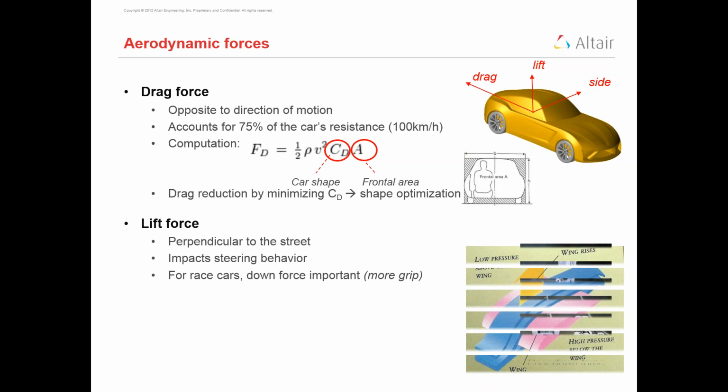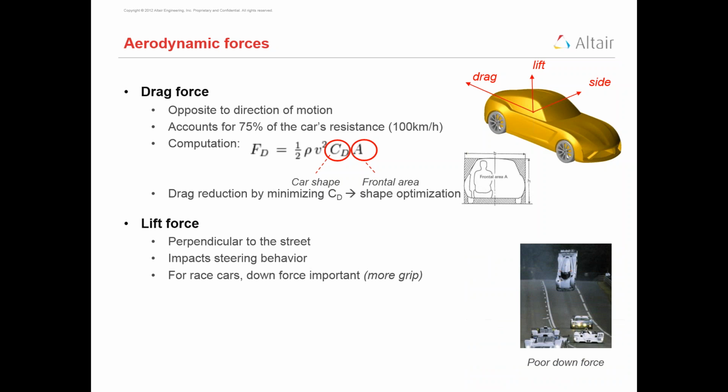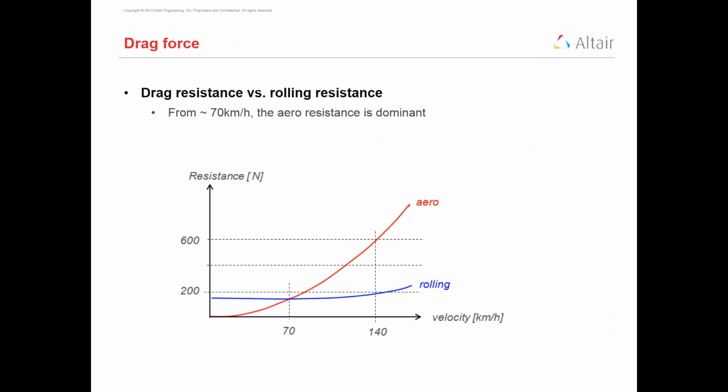So this is an example. You drive the car at say 100, 150 kilometers per hour, and the wind is so strong that it lifts your car and makes it roll over. So these are the two very important aerodynamic forces. Then the side force, which is perpendicular to the direction of motion, and shows the sensitivity of the car towards the side wind.